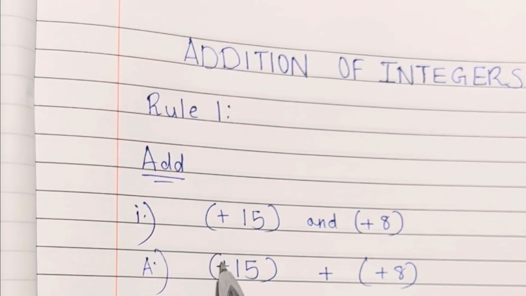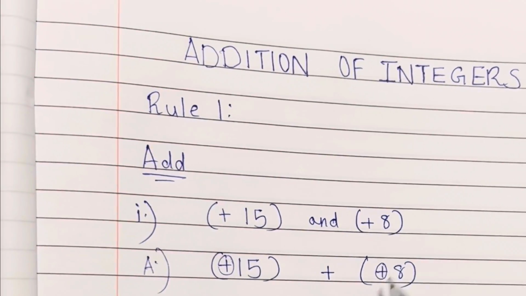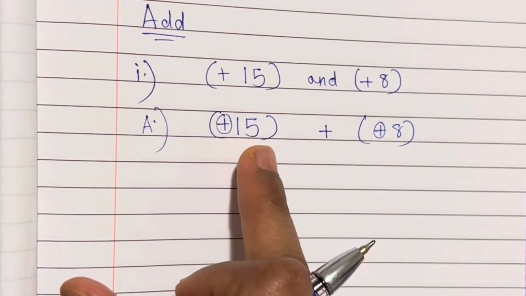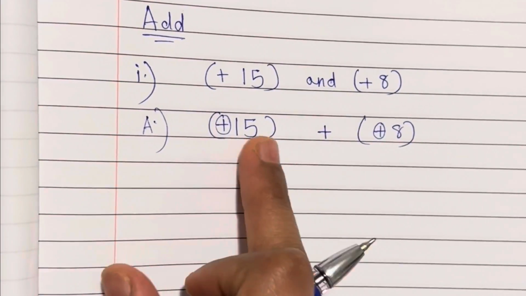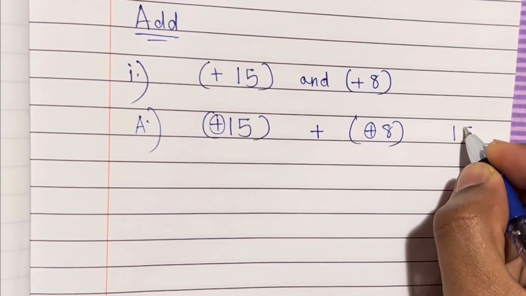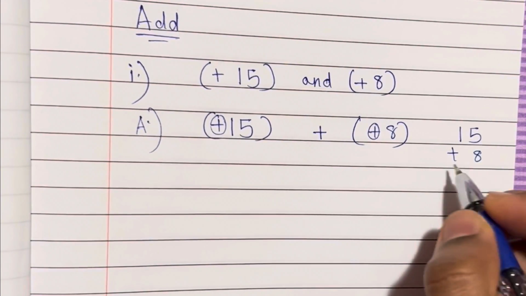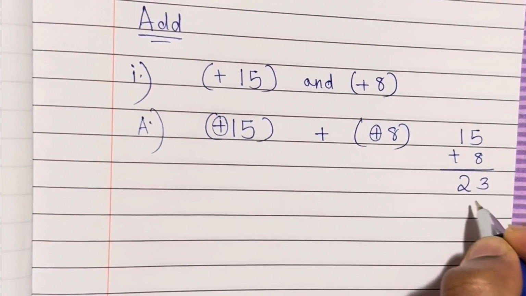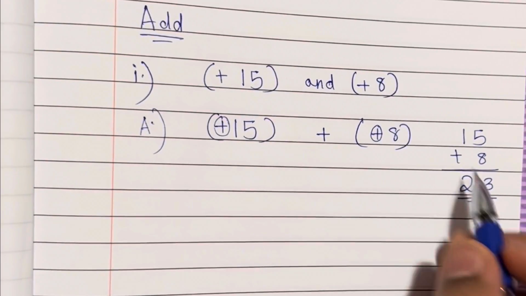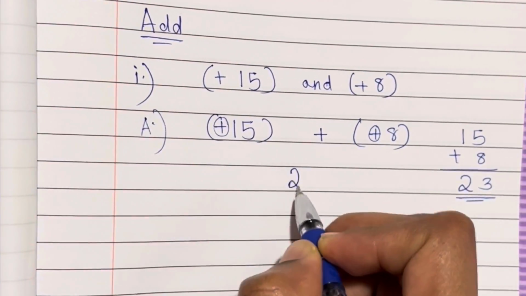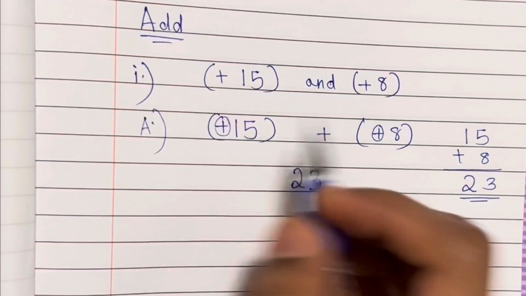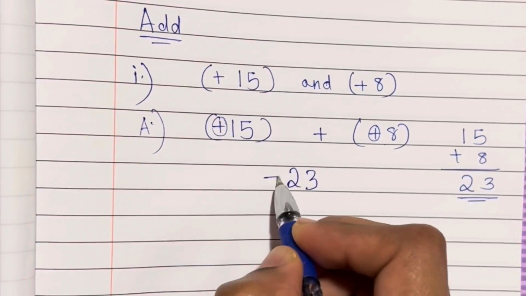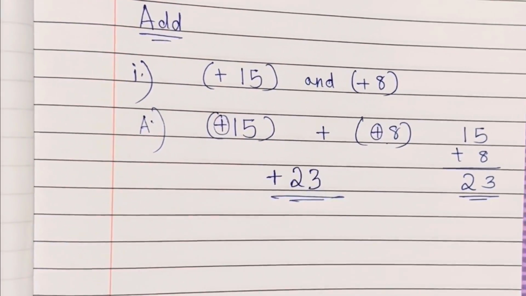Here, 15 has the sign plus, and 8 has the sign plus. So it's a common sign, plus. In this case, we'll simply add these two numbers, 15 and 8. So what is 15 plus 8? The answer is 23. So we simply add the two integers and we got the answer 23, which we write here, and then see which is the common sign. 15 has plus, 8 also has plus, so the common sign is plus. So our answer is plus 23.